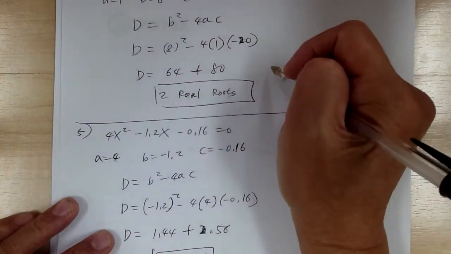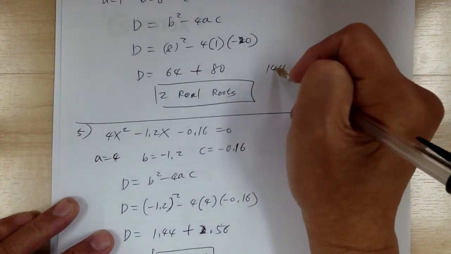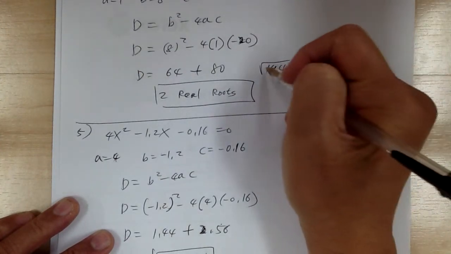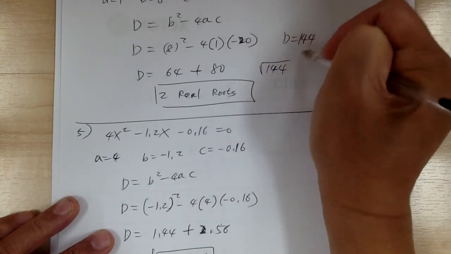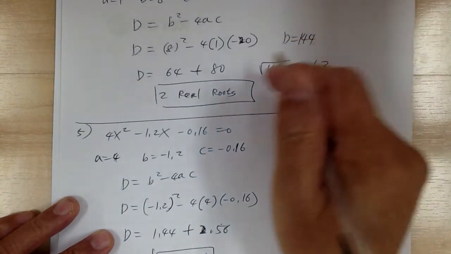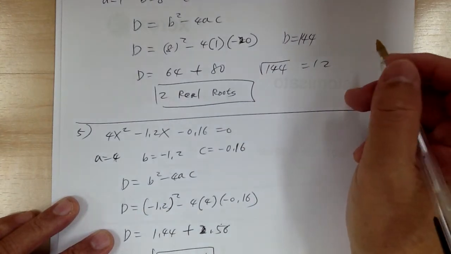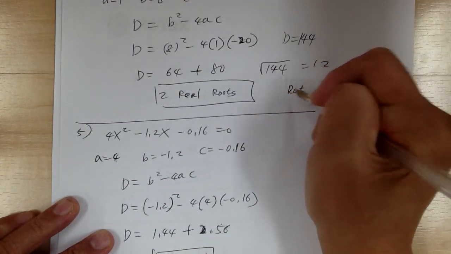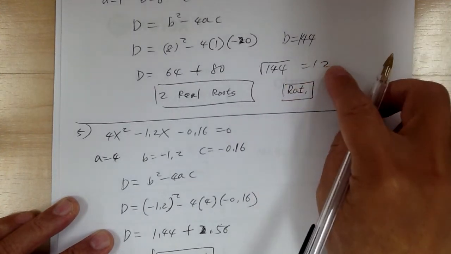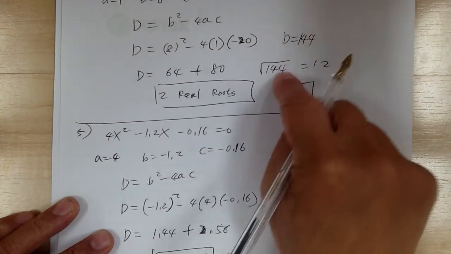This will give you 144. So d equals 144. The square root of 144 will give you 12. So this is going to give you nice numbers. So in this case you're going to get rational roots, because it's a perfect square number.